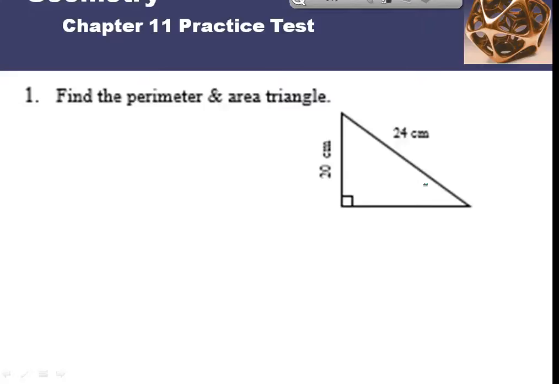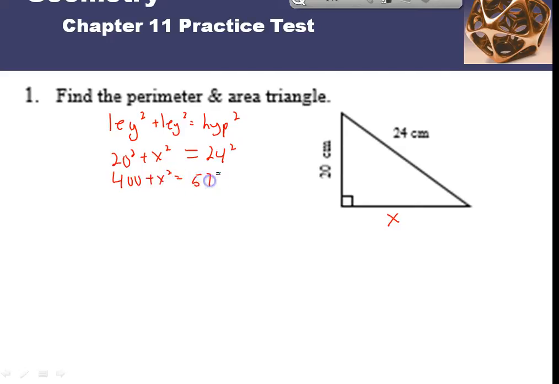Okay, so we have to find the perimeter and area of this triangle. Remember, to find perimeter, you add up all the sides. So we don't have all the sides, so I have to do the Pythagorean theorem to find the sides. So I'm going to call this x, and I'm going to say the hypotenuse is going to be 24. So I'm going to put that here, and then I have 20 squared and x squared. So I have 400 plus x squared equals 576.